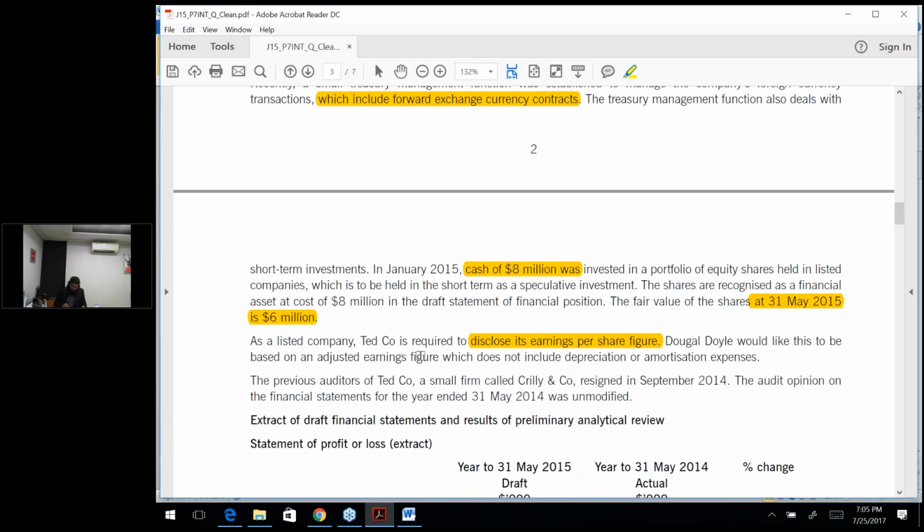It says TED is required to disclose its EPS. Becker Doyle would like this to be based on an adjusted earnings figure which does not include depreciation and amortization expense. So you see, the management bias that we were talking about is being reflected here. Doyle says that we will calculate EPS, but we will not show depreciation, we will not show amortization. Why would you not show? You should show. The reason being, his intent is that he might go to fetch a better amount for the shares that are being held by him.